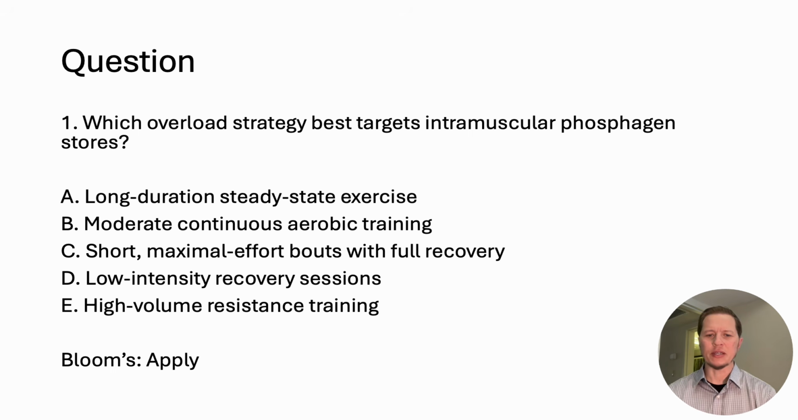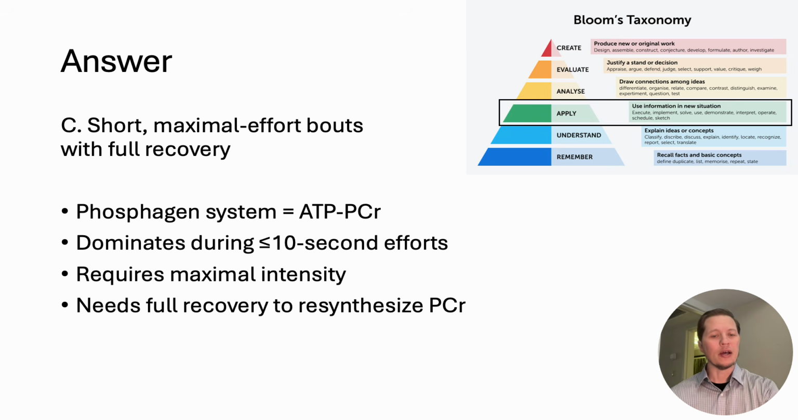Which overload strategy best targets intramuscular phosphagen stores? Starting you off with a pretty straightforward one, but it is technically at apply level. So is it A, long duration steady state exercise, B, moderate continuous aerobic training, C, short maximal effort bouts with full recovery, D, low intensity recovery sessions, or E, high volume resistance? And of course that answer is short maximal efforts with full recovery, which specifically stresses ATP and phosphocreatine availability, which drives those adaptations in the phosphagen storage and that quick resynthesis capacity.